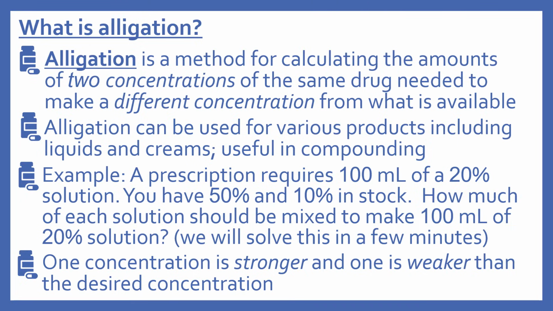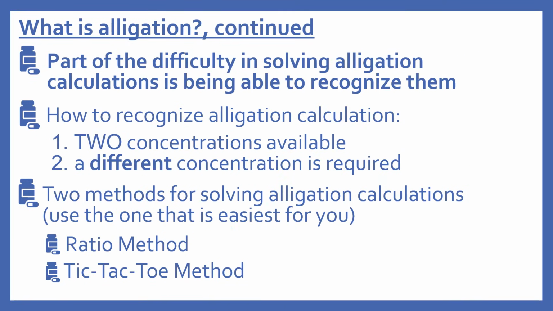You have two concentrations of the same drug, and you're going to make a different concentration using those two that you have. So one concentration is stronger and one is weaker than the desired concentration in all alligation problems. So part of the difficulty in solving alligation calculations is being able to recognize them. To recognize an alligation calculation, number one, there will be two concentrations available, so two different strengths will be specified that are available. And number two, a different concentration is required to be made from those two concentrations that you have.